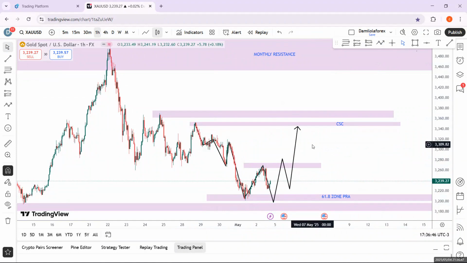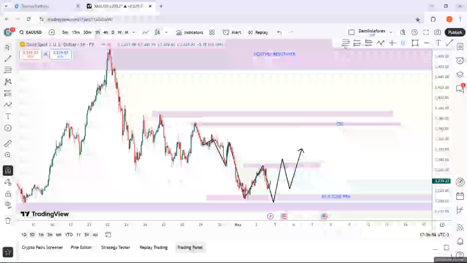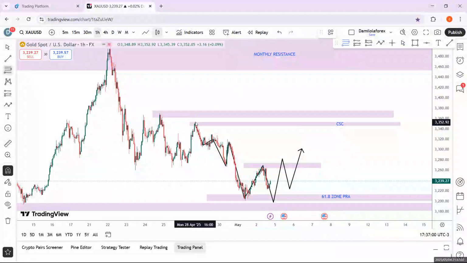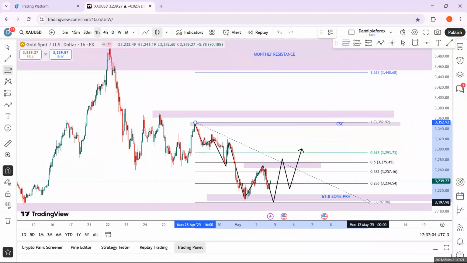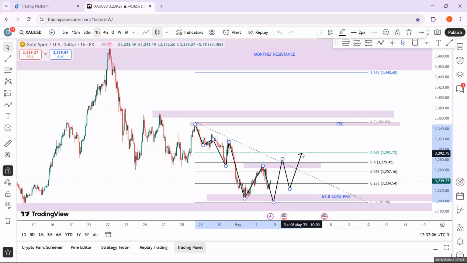However, remember I just taught you guys about structure circles, right? Because we are entering on small structure circles, our safest exit might just be the 61.8 of this particular structure circle. That is, I'll bring up my Fibonacci from here to here. My safest exit might just be at the 61.8.